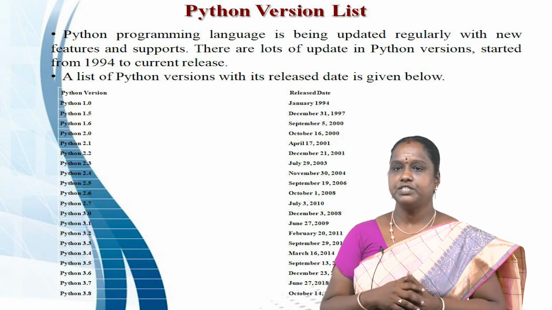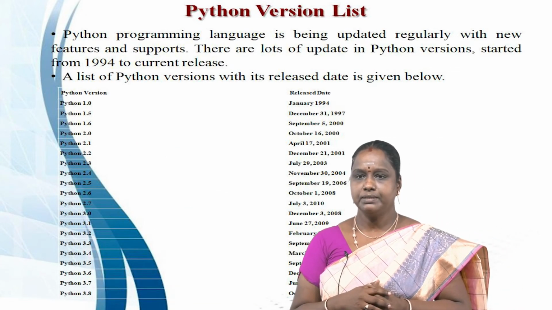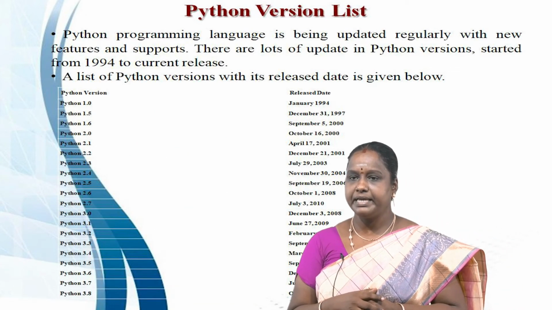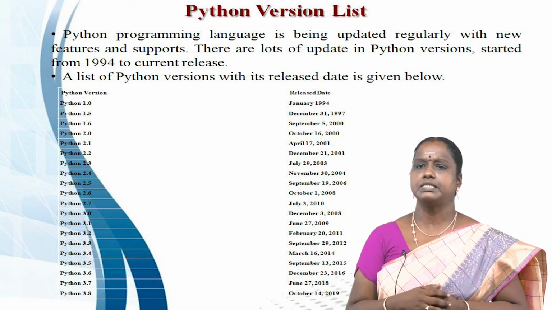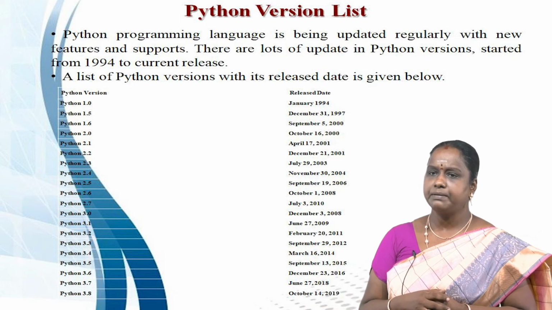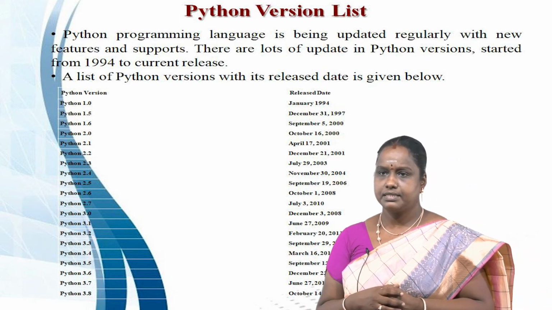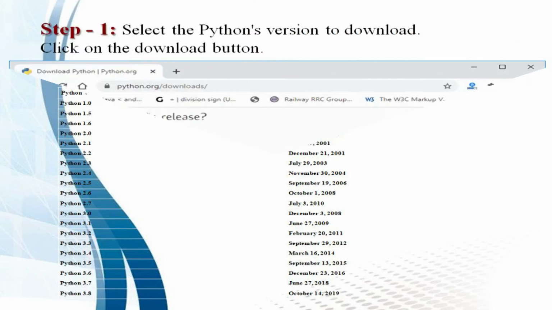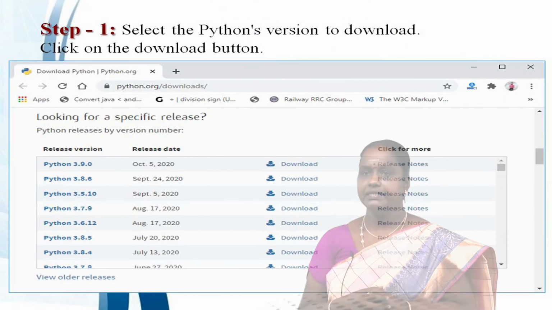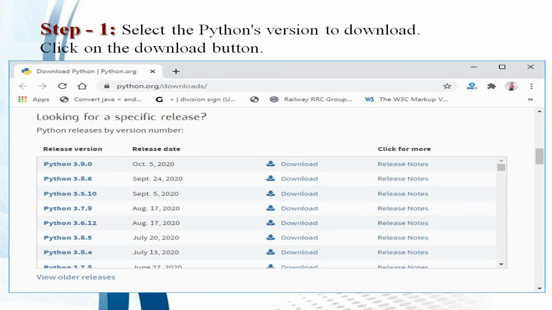This is the home page for python.org. The Python programming language is being updated regularly with new features and support. There are lots of updates in Python versions from 1994 to the current release. A list of Python versions with their release dates is given below. Here we see the versions. Next, first step, select the Python version to download. Click on the download button.